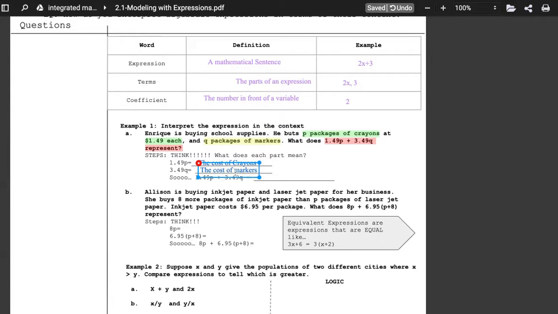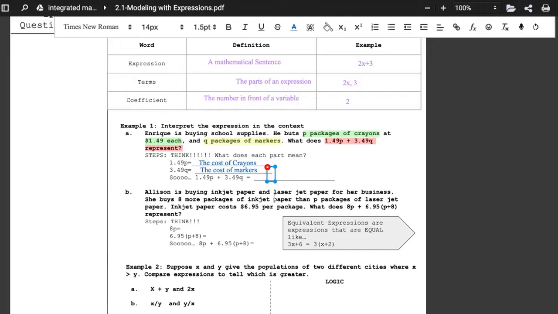Now breaking this up, 1.49P plus 3.49Q, well, I'm adding those two numbers, and usually when I add those two things, I get a total. So I'm going to say that 1.49P, the cost of crayons, plus the cost of markers, is the total cost. So I'm just going to write that. I'll put that in red. So it's the cost of crayons plus the cost of markers.